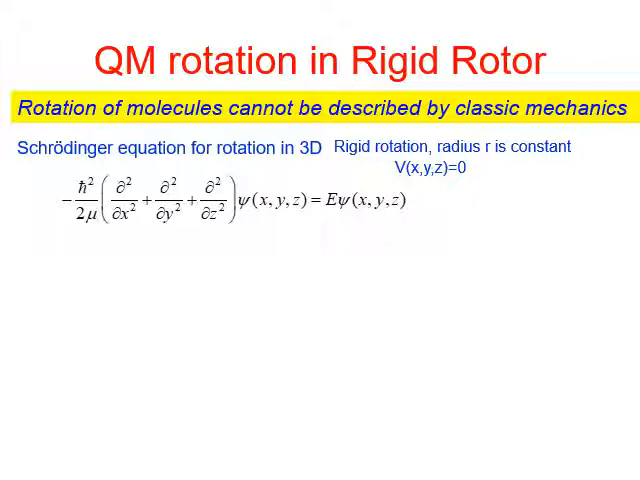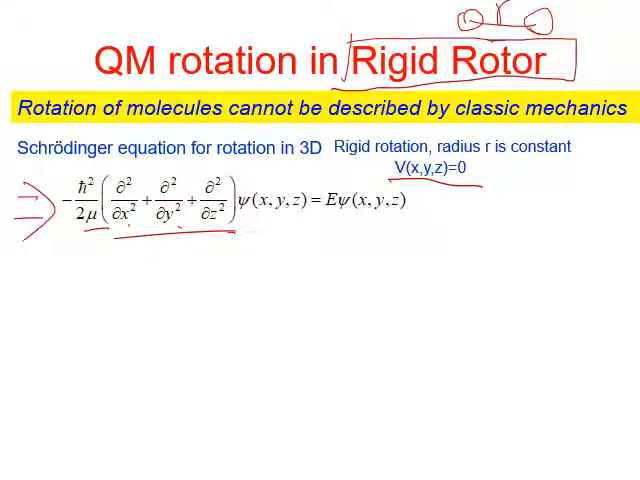Just like vibration in diatomic molecules, rotation of molecules must also be treated by the Schrödinger equation. The Schrödinger equation for rotation in 3D is shown here. It has the reduced mass and the kinetic energy operator, the second order derivatives against x, y, z. And where is the potential energy operator? If we assume the bond length of the diatomic molecule doesn't change, R is a constant, then the potential energy is 0. So we don't have a potential energy operator in the rigid rotor approximation, where bond length doesn't change.